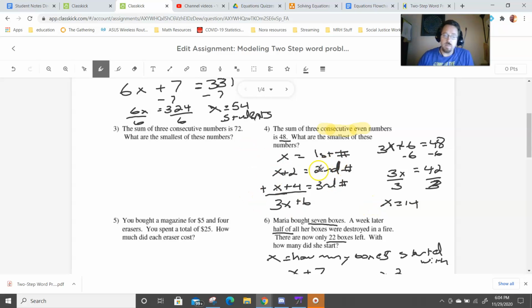So there's 3 examples for you. Go ahead and do the remaining examples. And let me know if you need some help.